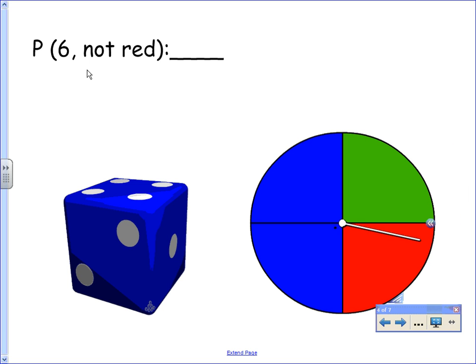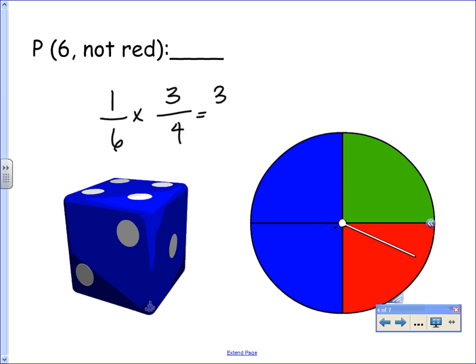So this little symbol right here, when you have it written like this, P, and then in parentheses you've got several events: probability of rolling a 6 and not red on the spinner. Well, this one's a little bit complicated because the 6 part is easy. We know there's 1 out of 6 sides. The spinner, though, there's only 3 possible outcomes, but there are 4 equal sections. So our denominator on that spinner is going to be 4. And 3 of those sections are not red. Then I multiply those two things together.